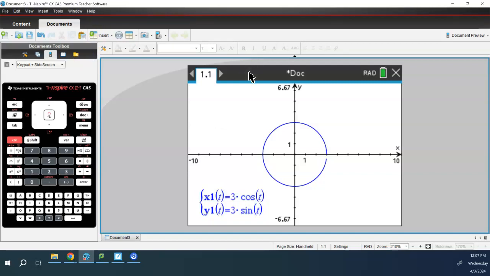Should get a circle if you're in radians. If you're not and you only get a little sliver, you're probably in degrees. Okay? So remember to transfer back and forth between radians and degrees. We just take our cursor, we bring it up to the DEG, and we click that middle button on it.